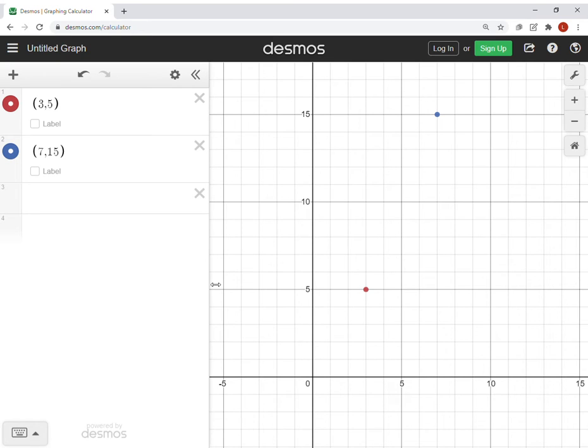Hey guys, today we're going to be talking about the midpoint formula. So what we have here is a couple of points put on our graph. One right here at 3, 5, and another right here at 7, 15.